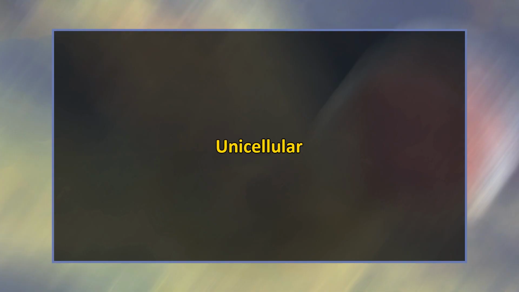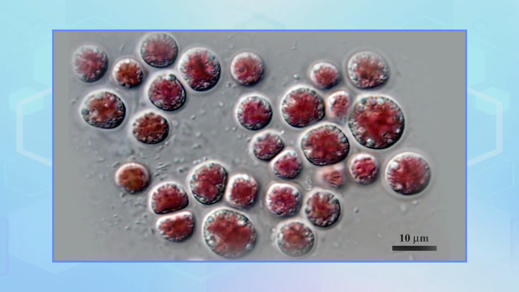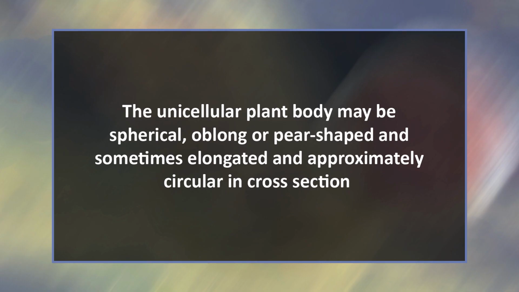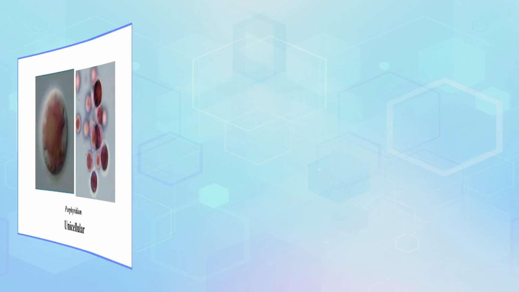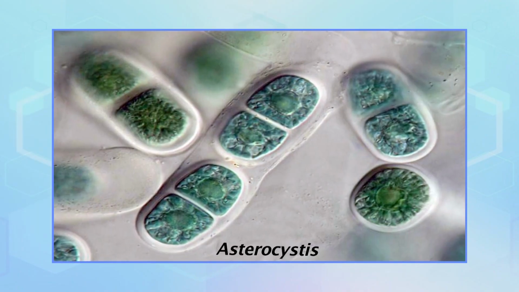The range of vegetative structure in red algae can be described as follows. First, unicellular. It comprises a single cell and is the simplest thallus. The unicellular plant body may be spherical, oblong, or pear-shaped, and sometimes elongated and approximately circular in cross-section, for example, Porphyridium. Second, palmelloid. In this type, the individual cells have mucilaginous sheaths around them and are enveloped in a common gelatinous matrix of indefinite shape which may be microscopic or macroscopic in size, for example, Asterocystis.